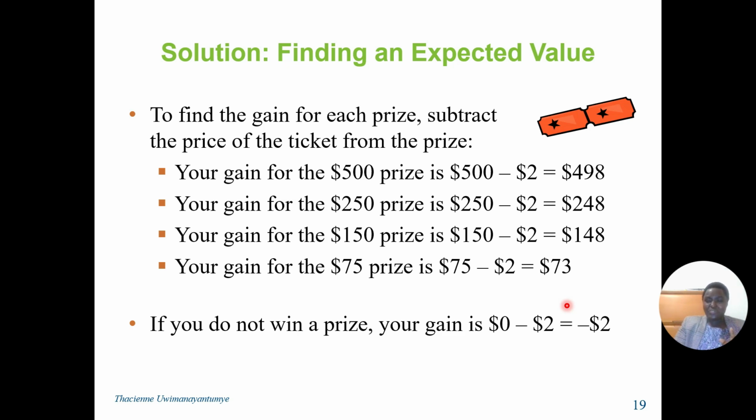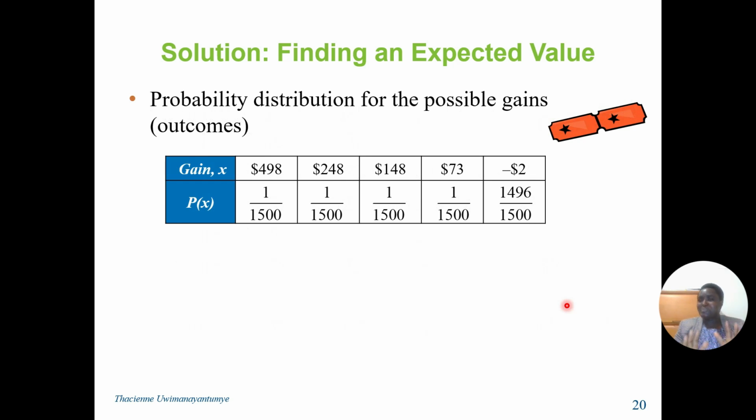So let's see. First of all, let's construct the probability distribution. The probability distribution will look like this. Why? Because for the gain of 498, we only have one winning ticket among the 1,500 tickets. And for this prize also, we have one winning ticket out of 1,500. We also have one winning ticket which will win this 148, and one winning ticket which will win 73 dollars.